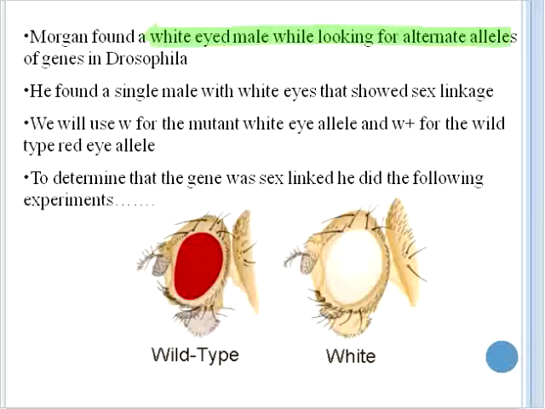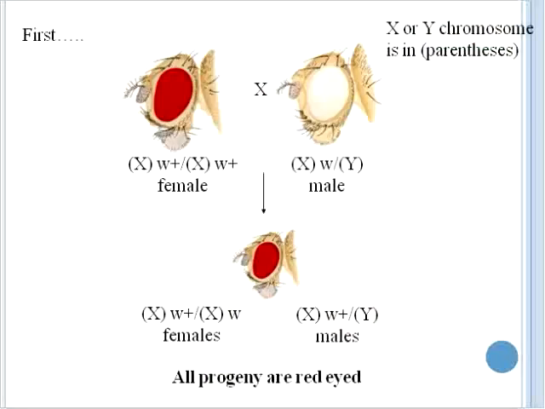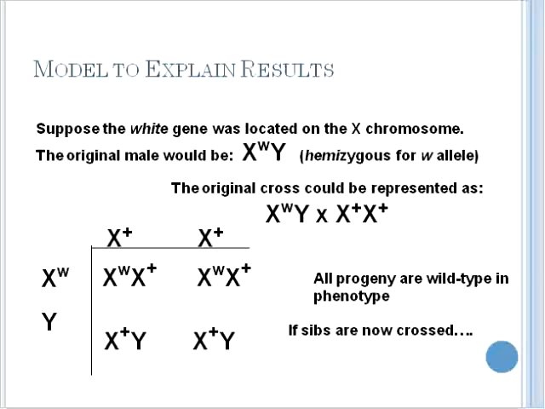Morgan found the white-eyed male while looking for alternate alleles of genes. A single male with white eyes that showed sex linkage. And he did experiments with them. Crossed red female, white male. All the progeny were red-eyed. This can be explained by looking at the following cross, where the genes were only found on the X chromosome and not on the Y.